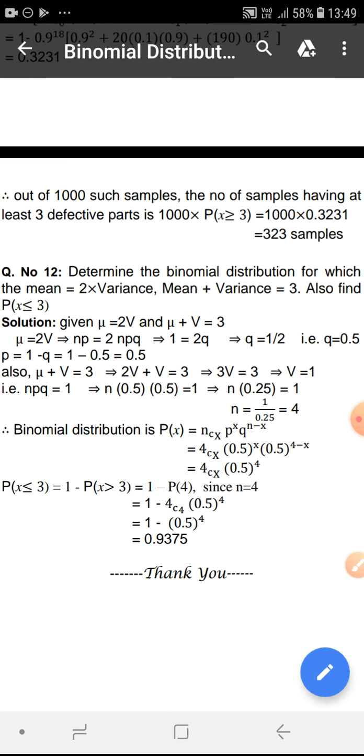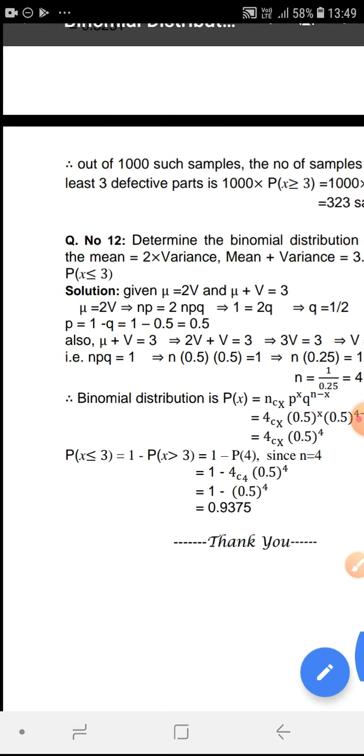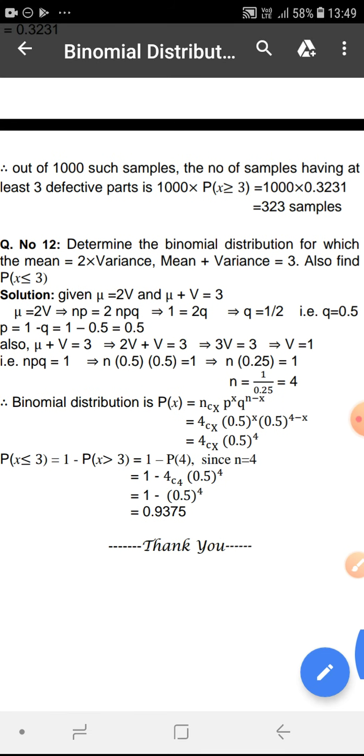So determine the binomial distribution for which mean is 2 times the variance. Mean means mu. Variance is denoted as v. So mu is equal to 2 times variance, 2v. Another one given is mean plus variance is equal to 3, mu plus v equal to 3. Now take the first one, mu is equal to 2v.